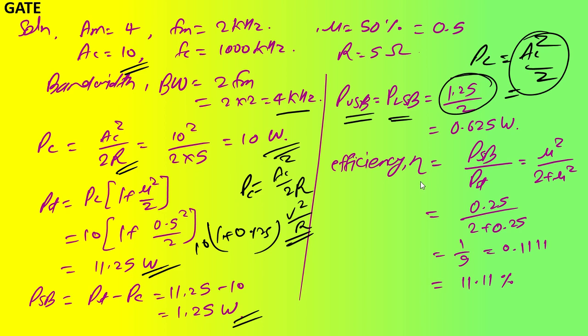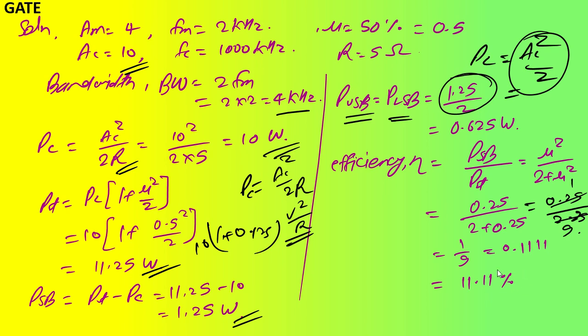What about efficiency? You can find it in two manners. First is sideband power divided by total power, or otherwise it is mu square by 2 plus mu square. So mu square you already know, 0.25. So 0.25 divided by 2 plus 0.25, that is 0.25 by 2.25. So 25 one times, 25 nine times, so 1 by 9. 1 by 9 is nothing but 0.111, that is 11.11%. You multiply by 100 to get it into percentage.